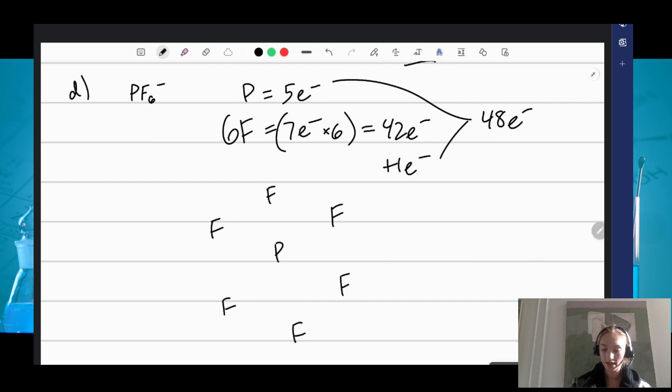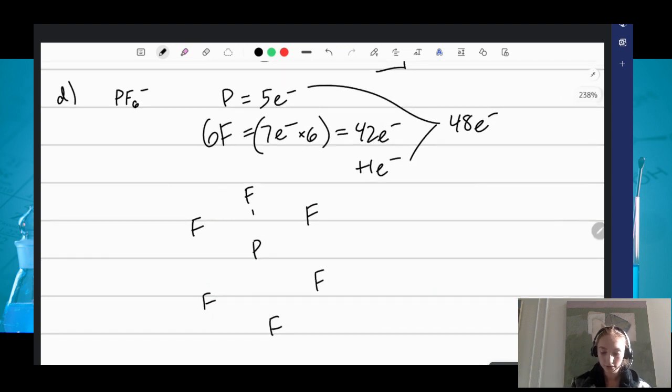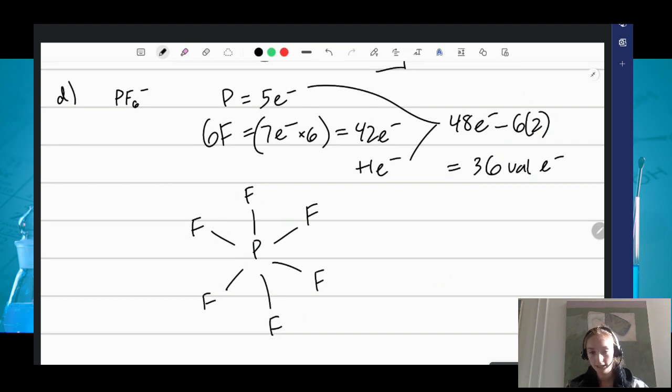So let's first write that down. Since we have 1, 2, 3, 4, 5, 6 bonds, let's subtract that from how many valence electrons we have. So we have minus 6 times 2, since it's a single bond. And so 6 times 2 is 12. And so 48 minus 12 is 36 valence electrons. So now we will have 36 valence electrons to work with. And since we have 6 fluorine, if we divide by 6 fluorine, we will have 6 valence electrons per fluorine.